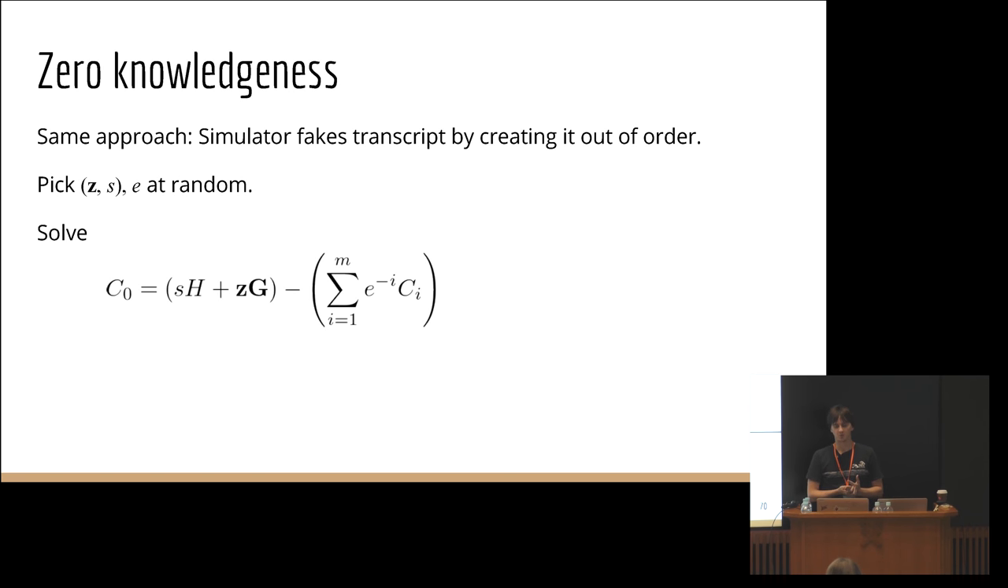What we do is the same thing we did before, except we now have a vector instead. So the simulator, the guy who's tricking people, just fakes a transcript. He just solves for the random C0. He sets it to SH plus DG minus this sum here. And you just make Z and S up as you want. It looks weird and complicated, but he's just making things up and it works, right? It's simply slapping it together and there you go. And zero knowledge is all about just slapping things together or making things so hard that you get tired, right?